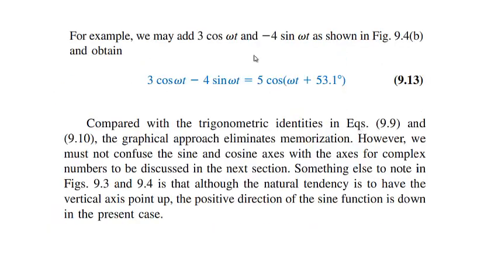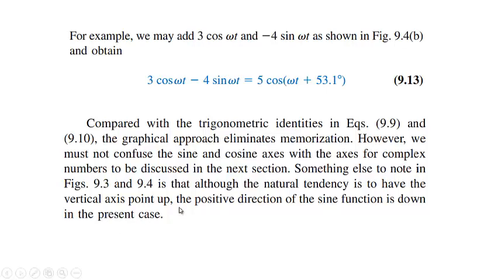Now, for example, this is the same thing. We have to add 3 cos omega t and minus 4 sin omega t. We get this. Compared with the trigonometric identities in equation 9.9, the graphical approach eliminates memorization. So that is what I have told you. If you don't remember this, you can use the graphical approach to calculate the final result. However, we must not confuse the sine and cosine axes with the axes for complex numbers to be discussed in the next section, because these phasors may be represented in terms of complex numbers, but I will not go into the details of complex numbers.